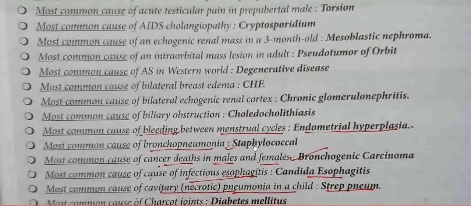The most common cause of bronchopneumonia is staphylococcus, and the most common cause of cancer death in male and female is bronchogenic carcinoma. The most common cause of infectious esophagitis is candida esophagitis, and the most common cause of cavitary necrotic pneumonia in a child is streptococcal pneumonia.